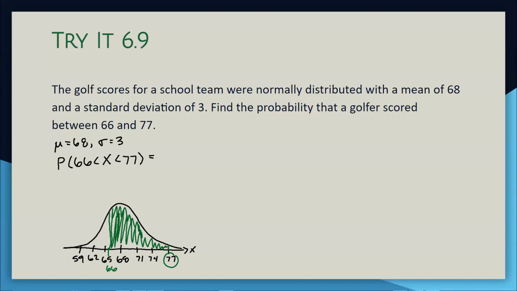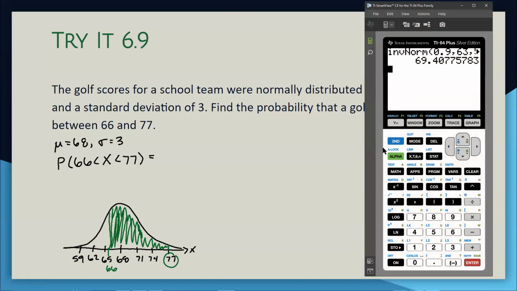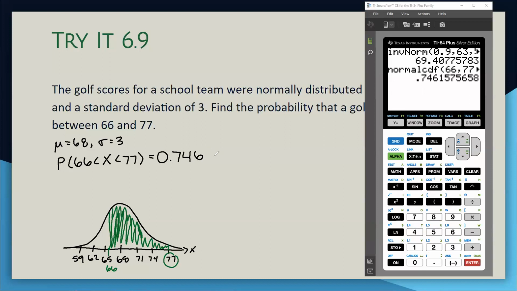So this time I'm going to do it on both, just so you can see, starting with the TI-84. Second VARS is normal CDF. In this case, our lower is 66, our upper is 77, our mean is 68, and our standard deviation is 3. And we get something clearly bigger than 0.5, so that's good. And we're going to write that down, 0.746, and then 1.5 rounds up to 2.